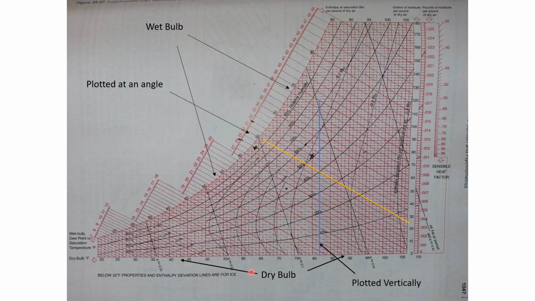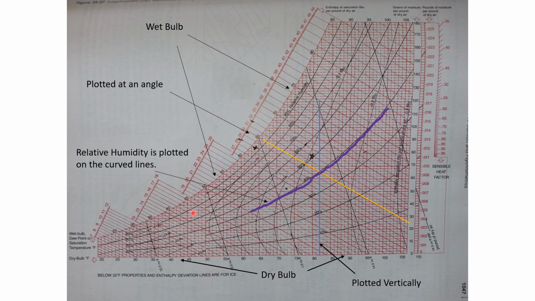Okay, so you plot the dry bulb vertically. All right, now the way you plot things, if you forget, look on page 1048, and it tells you how to do that. So we're plotting the dry bulb vertically, we're plotting the wet bulb at this angle right here, and then they're going to meet. And where they meet, that's what's important.